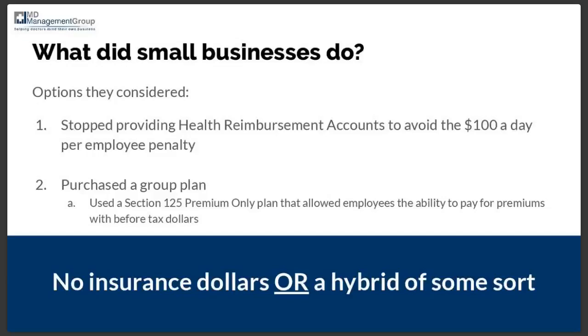So here's the slide. We just talked about that. Options they considered: stop providing health insurance to avoid the $100 a day per employee penalty, and also purchase a group plan using the Section 125 plan. You would either offer no insurance dollars, or maybe you have some kind of a hybrid, but all employees would have to pay. I had some groups that said, no, we're just going to go get a group health insurance plan and we're going to pay for it. That's just going to be cost of doing business.